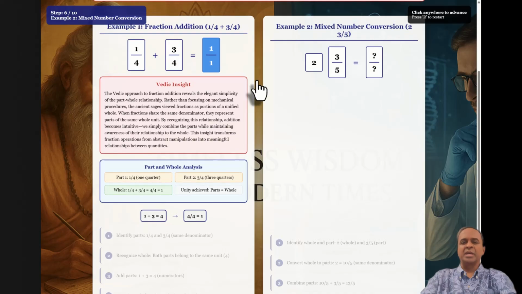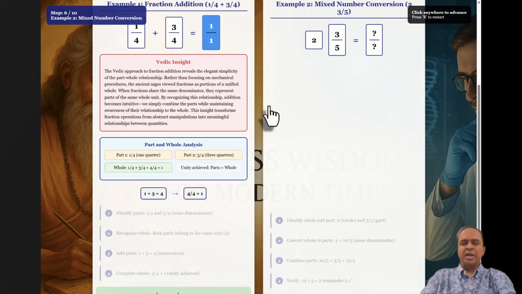So let's look at the second example, which is the mixed numbers, right? So which is basically you're taking 2 3 by 5, right? So there is a whole and a fraction in there. So identify the whole and the part. So in this case, the whole is 2 and the part is 3 by 5.